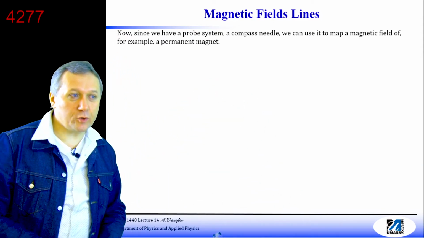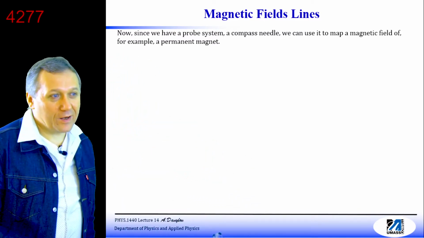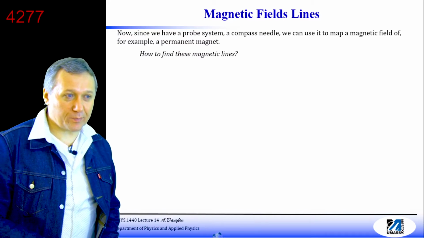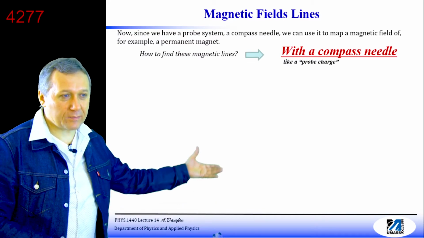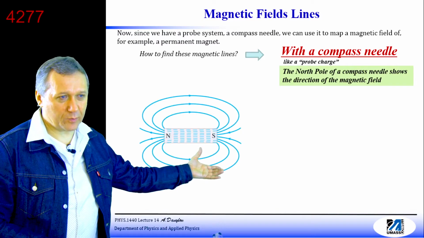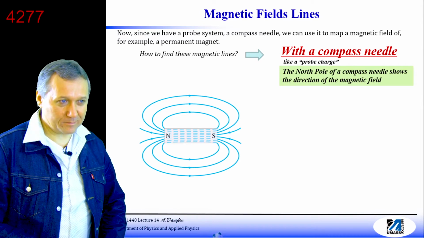All right. So let's assume that you probe and map the magnetic field produced by a permanent magnet, right? By a permanent magnet, you will get something like this. Okay, let me open it. Where is it? Yeah, here. So you will get something like this, right?